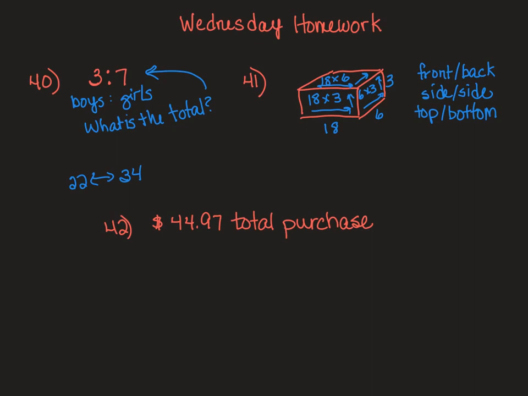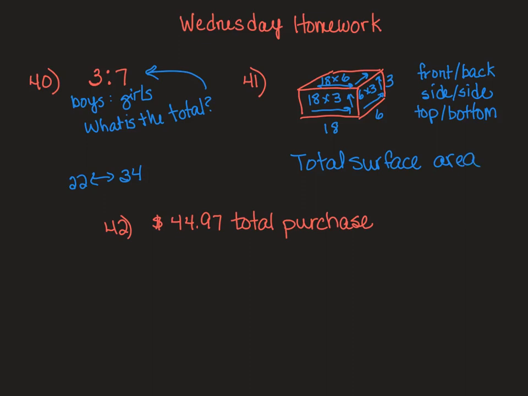So once I have the measurements for the front and back, right? The front, I know the back's the same. One side, I know the other side's the same. If I get the top, I know the bottom's the same. I can multiply them together, find out those areas, and then add all 6 up together and find out what the total area is, because I'm looking for the total surface area.